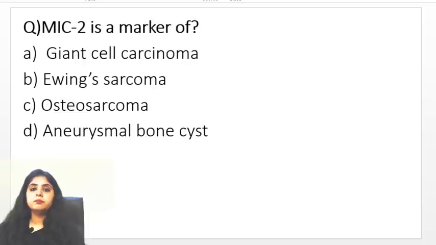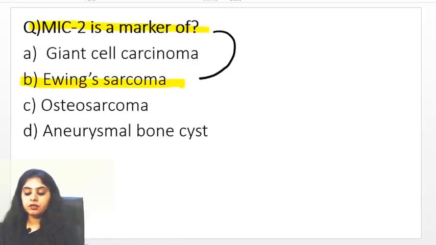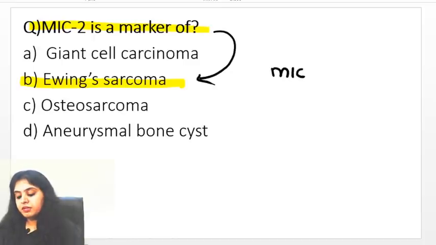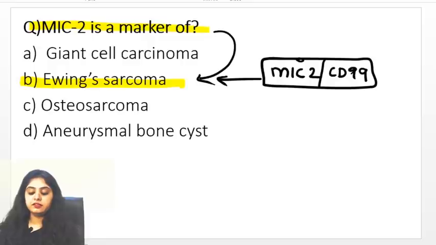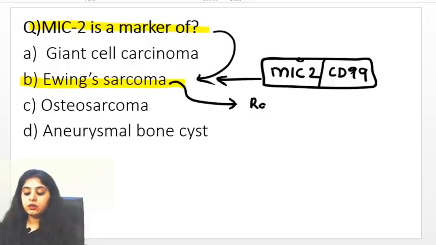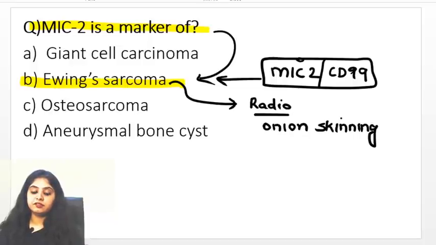Okay, moving on. Simple one-liner, but you have to know. MIC2 is a marker of which of the following bone lesions? MIC2 is a marker of Ewing's sarcoma. Remember, if MIC2 is written or CD99 is written, it's the same thing. They are a marker of Ewing's sarcoma. If they ask you the radiological finding of Ewing's sarcoma, I hope everyone remembers the onion skin reaction. Onion skinning is seen radiologically for Ewing's sarcoma.